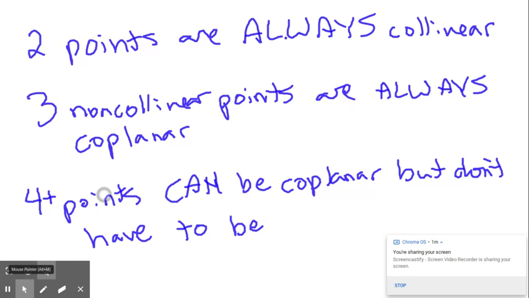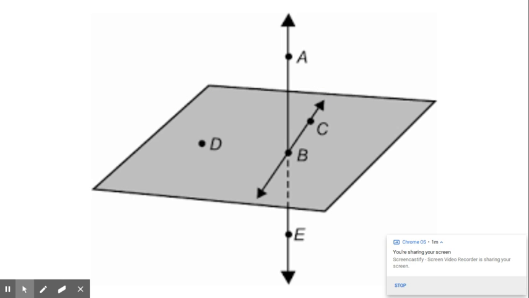So if we take a look here at an example, what are some things that I could ask you? Well, let's name some collinear points. Collinear points, we're looking for points that lie on the same line. We know that A, B, and E, those would be 3 collinear points. B, C, those are collinear points, but then it gets tricky. What if I asked you, are C and D collinear?